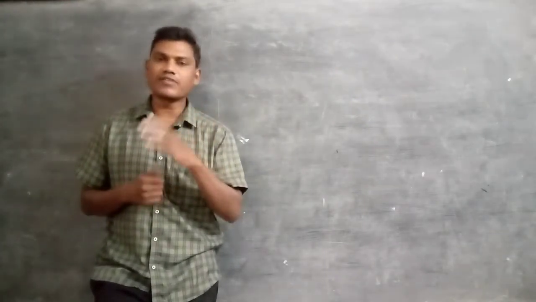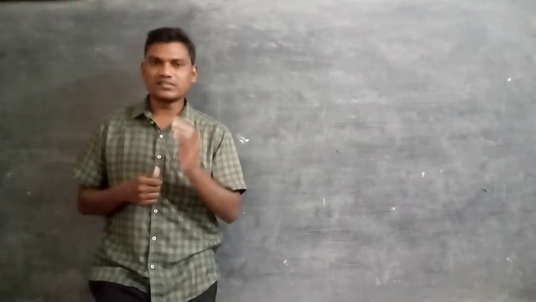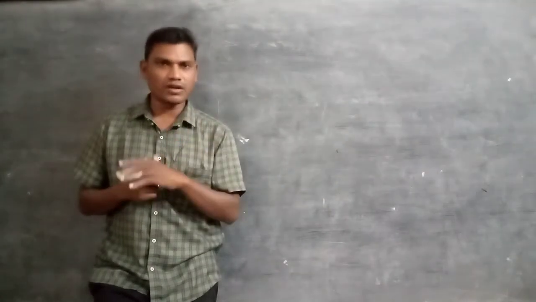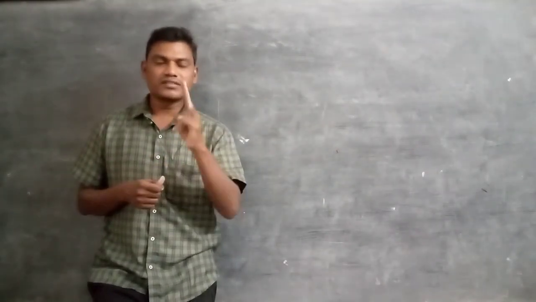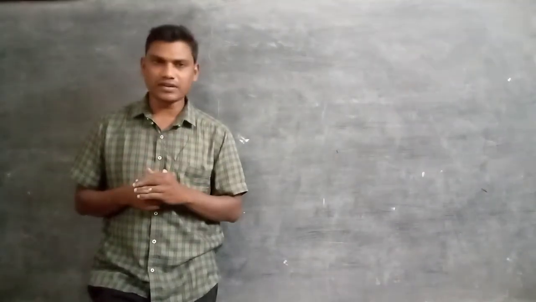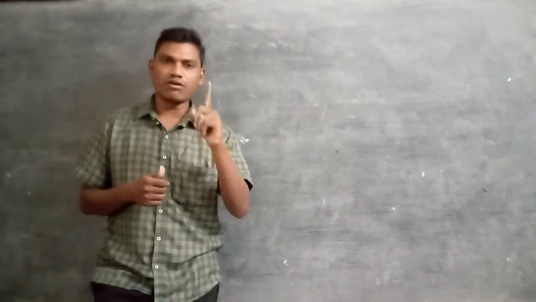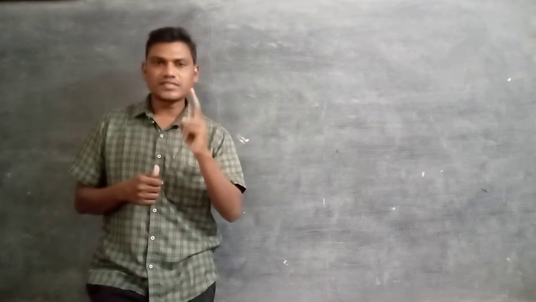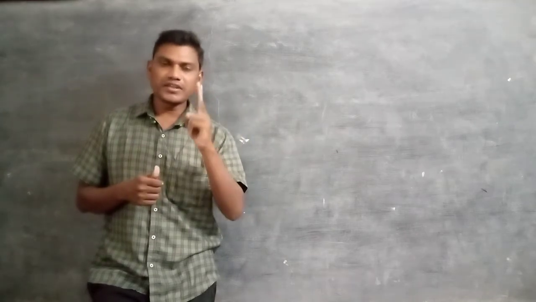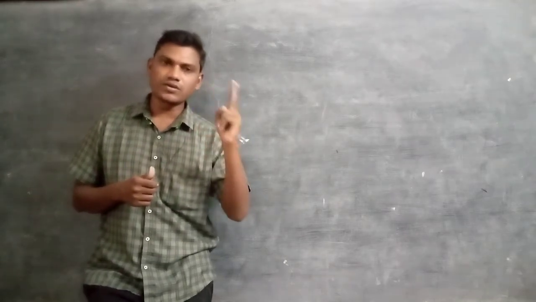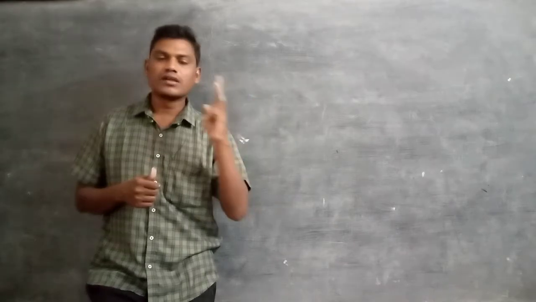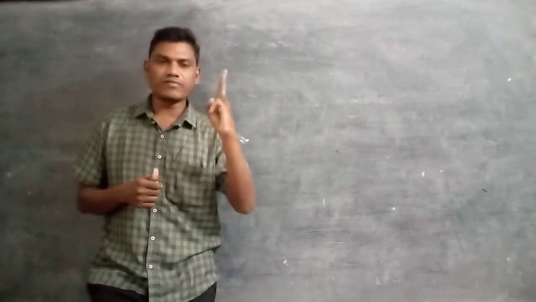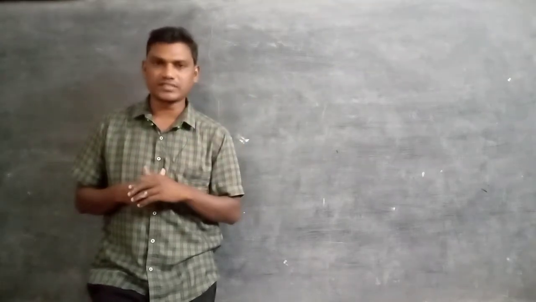And later I explained the types of inertia. Under that, there are three types of inertia. First one is inertia of rest, also called static inertia. Second one, inertia of motion, also called dynamic inertia. Third one, inertia of direction. These three we discussed.